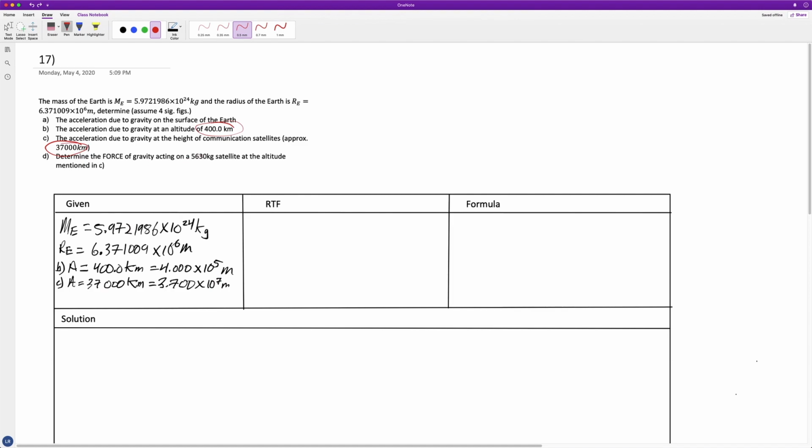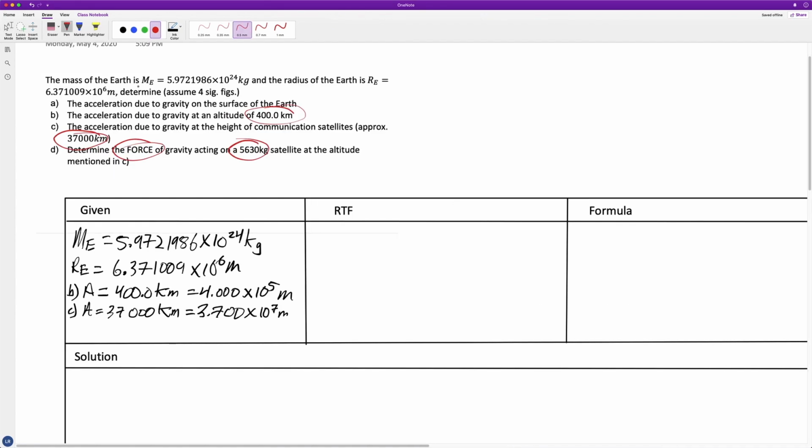And finally, for part C, we're looking for the force of gravity acting on a 5,630 kilogram satellite. So I am going to represent that as m_s, subscript s, of course. And I'm using a little m because it is a significantly smaller mass than the mass of the Earth.